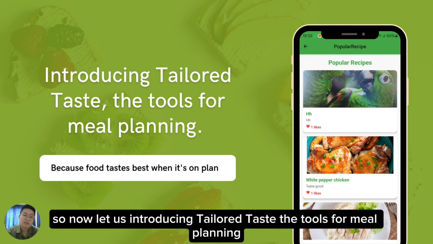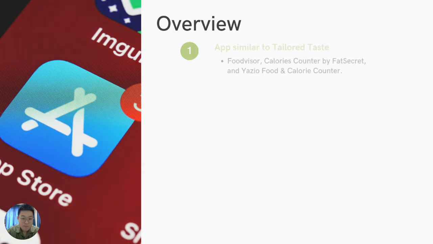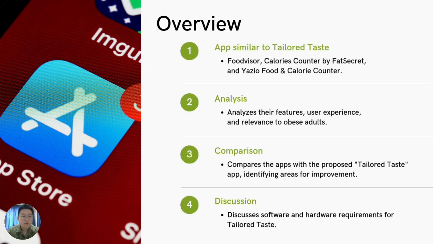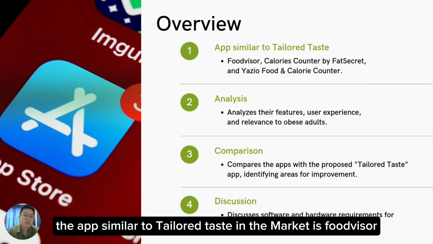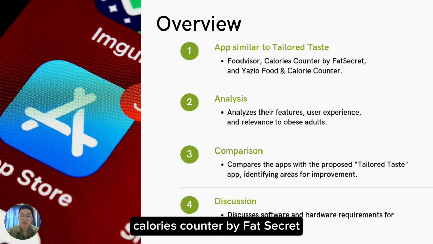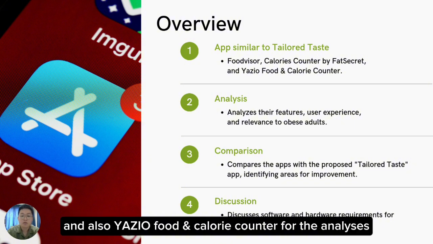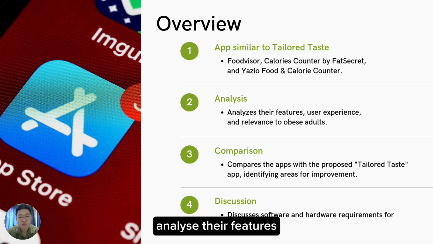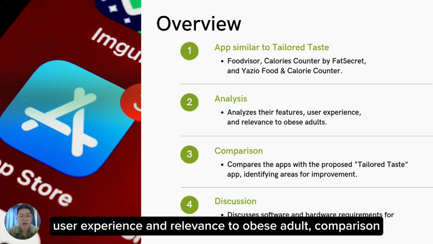So now let us introduce Tailor Taste, the tool for meal planning. For the overview, apps similar to Tailor Taste in the market are Foodwiser, Calorie Counter by FatSecret, and also Yazio Food and Calorie Counter. For the analysis, we analyze their features, user experience, and relevance to obese adults.